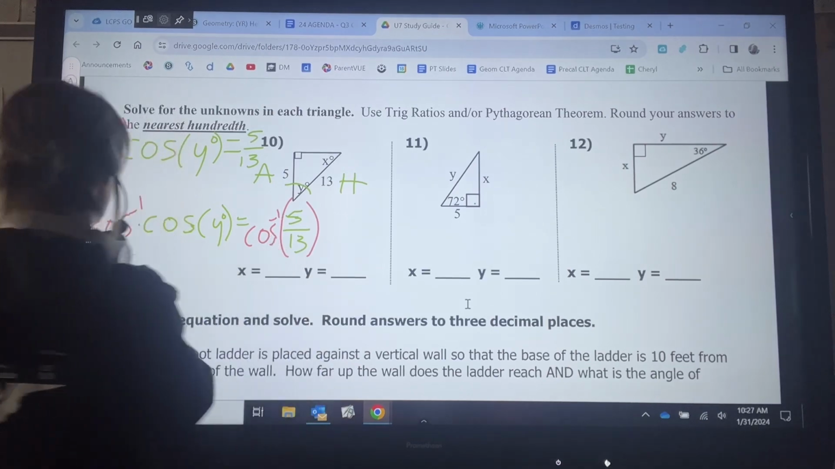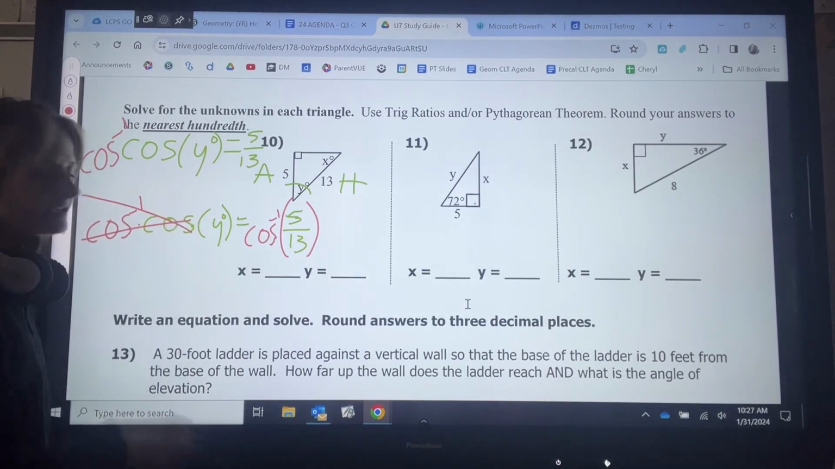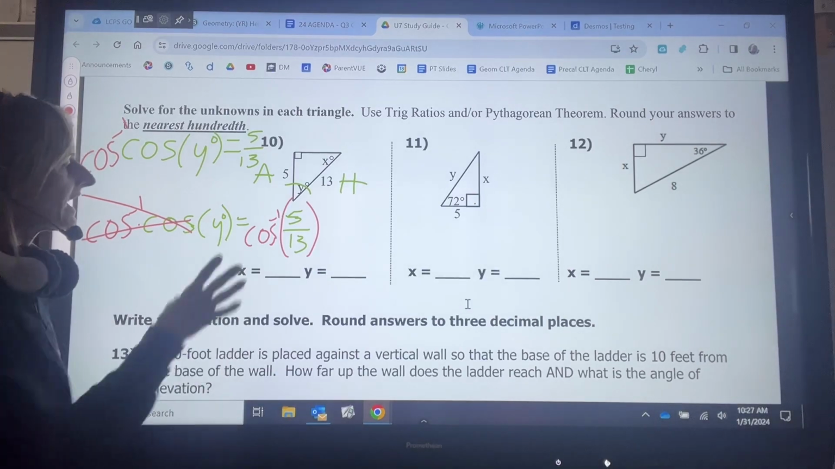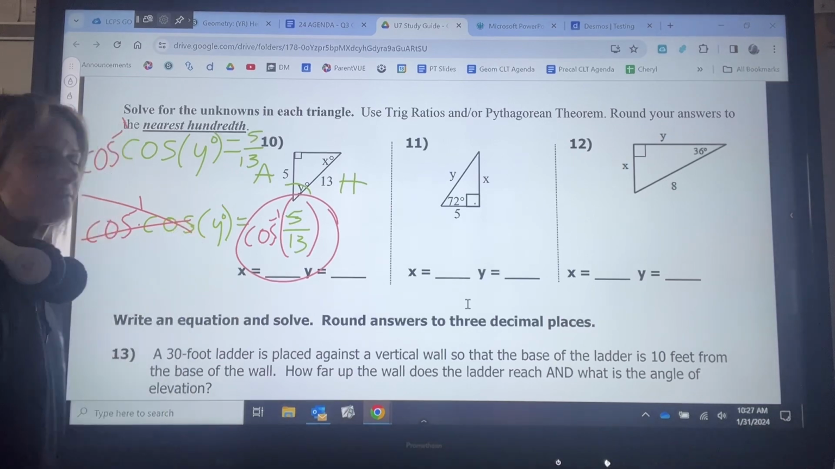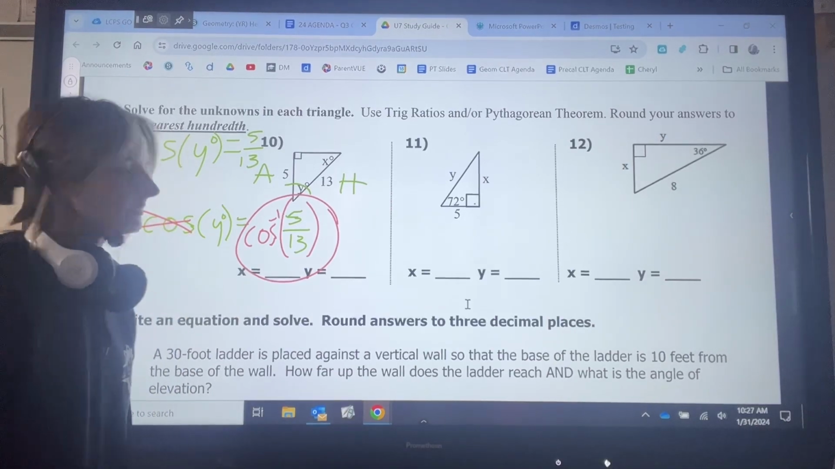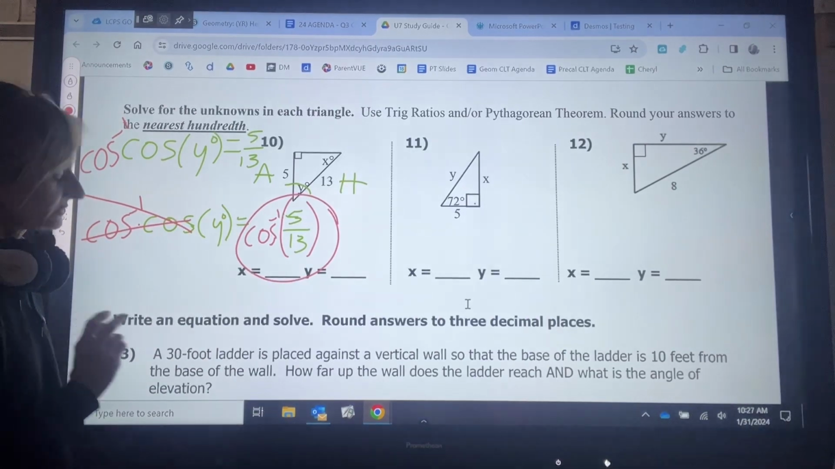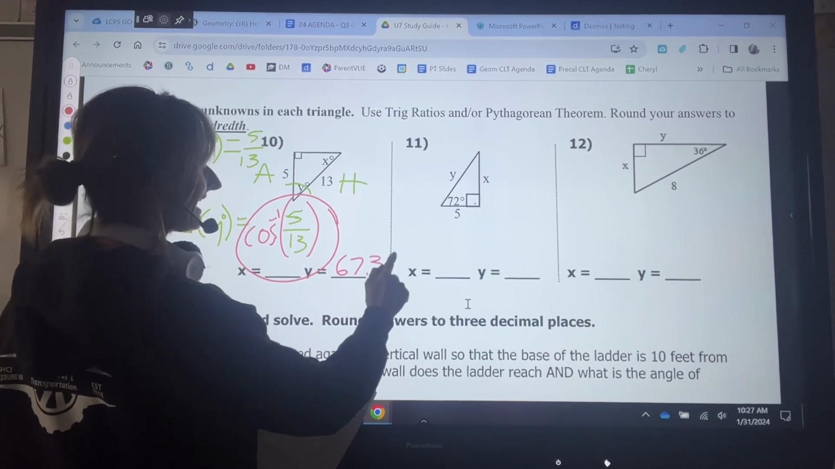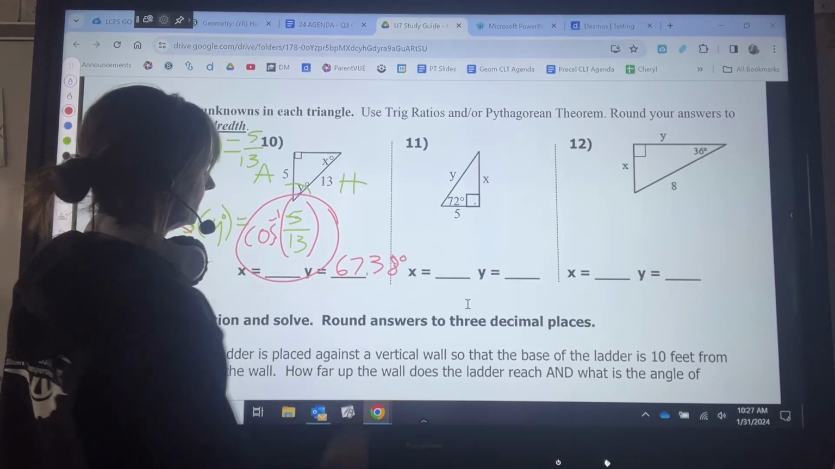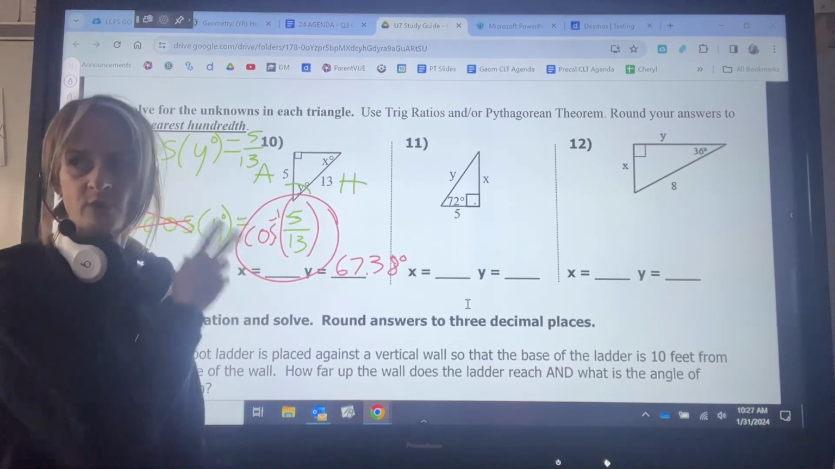There we go. Now that inverse cosine cancels the cosine and we have y isolated. And now we just plug this in the calculator and we get the measure of the angle. That's where the inverse trig comes from. So I got 67.38.